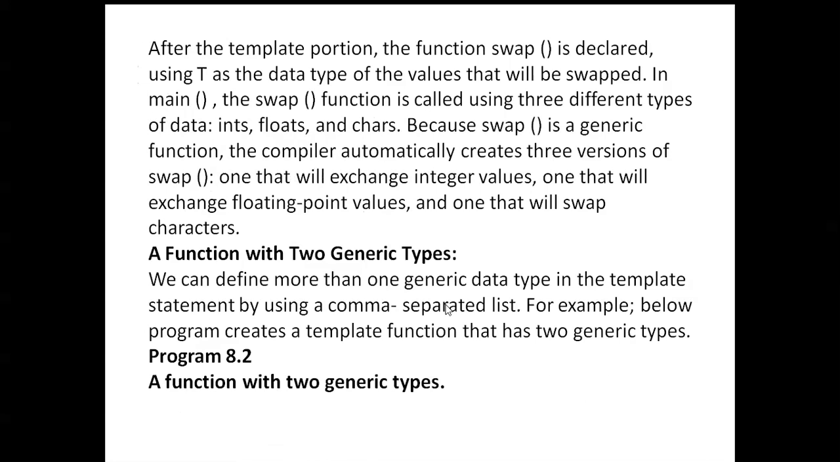After the template portion, the function swap is declared using capital T as the data type of the values that will be swapped. In the main function, swap is called using three different types of data: ints, floats, and characters. Because swap is a generic function, the compiler automatically creates three versions of swap: one that will exchange integer values, one that will exchange floating point values, and one that will swap character values.